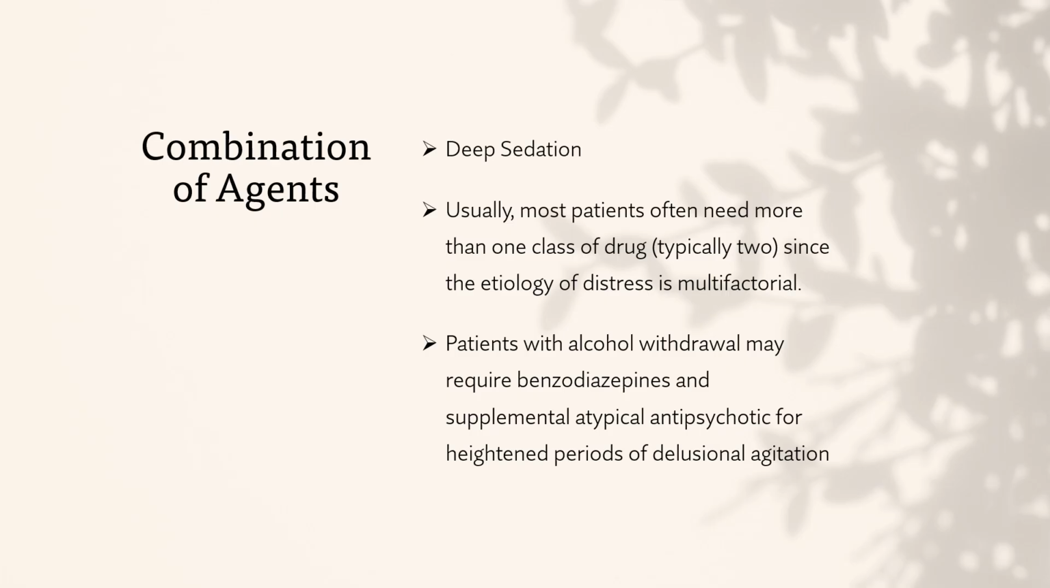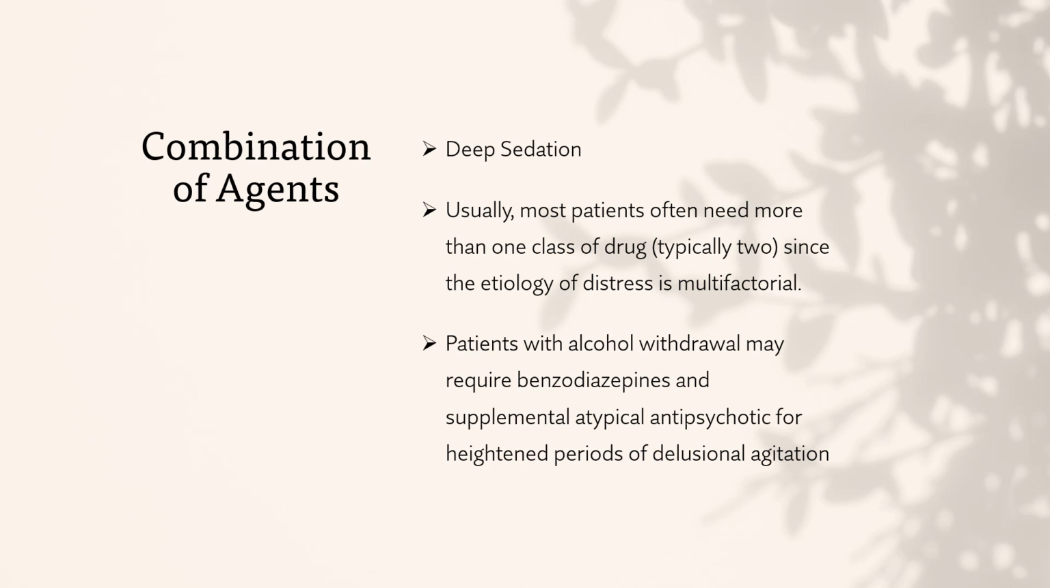Pharmacological needs range widely. While some patients require minimal or no sedation, others require deep sedation. If the clinician has trouble achieving the set target, either dosing is maximized as tolerated or additional agents are administered. Usually, most patients need more than one class of drug, typically two, since the etiology of distress is multifactorial. As an example, for a patient whose agitation is due to anxiety and pain, propofol plus an intermittent opioid is appropriate.